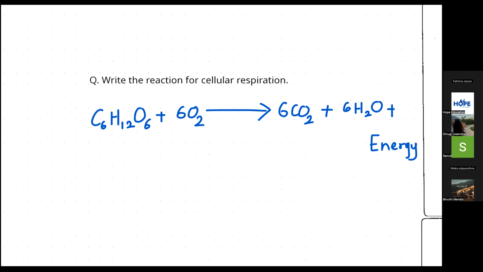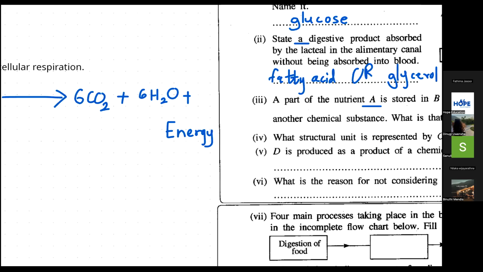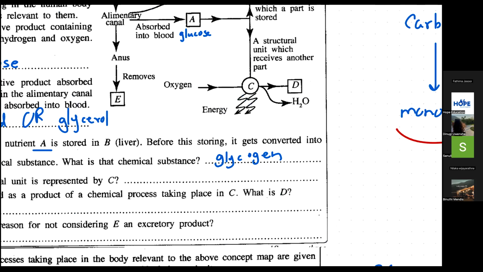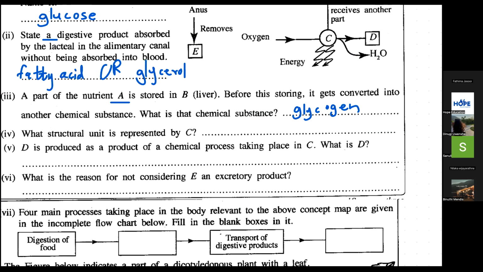This happens in the mitochondria. That is why the mitochondria is called the powerhouse of the cell, right? So look, glucose comes in here, oxygen comes in here, this one is produced here, this one is produced here, and energy is produced here. So C is where it happens. You can write cell for this, or you can write mitochondria.